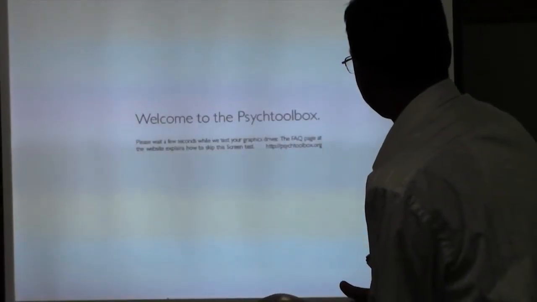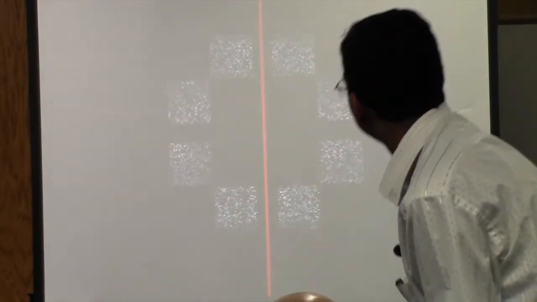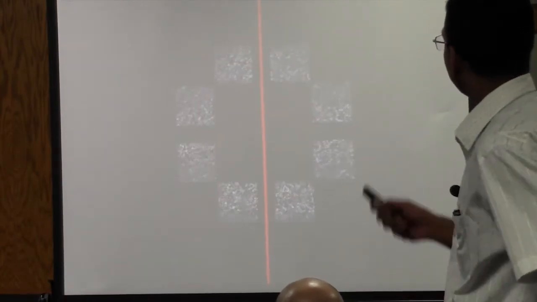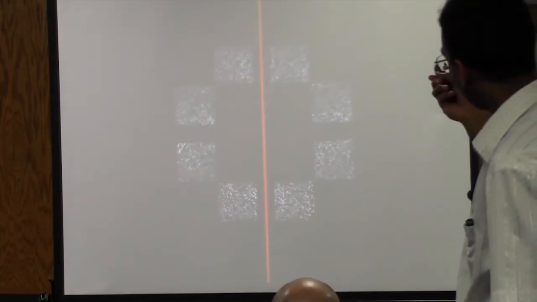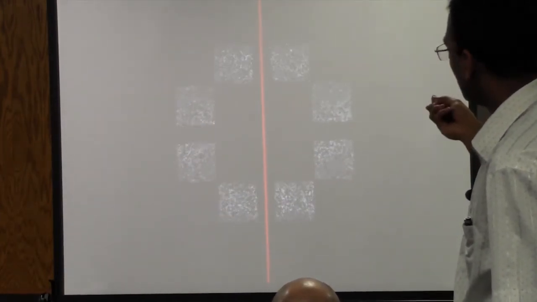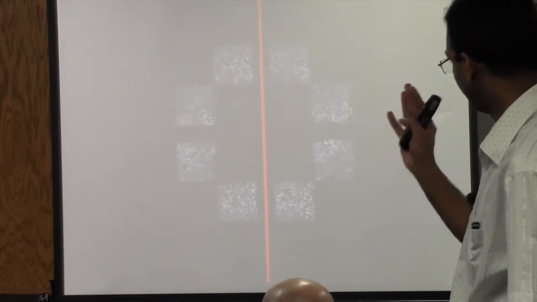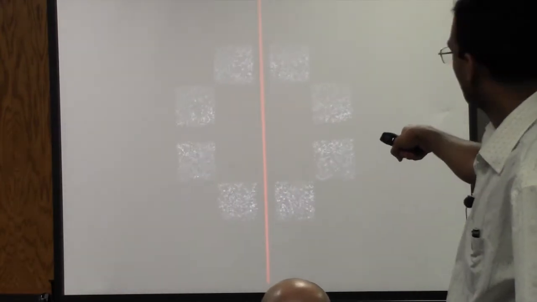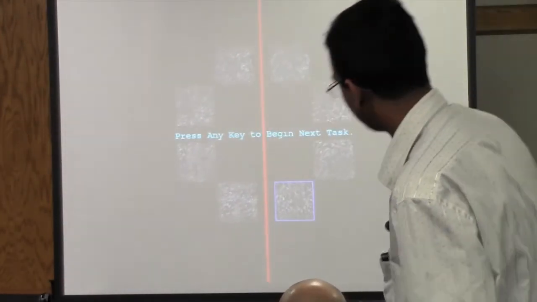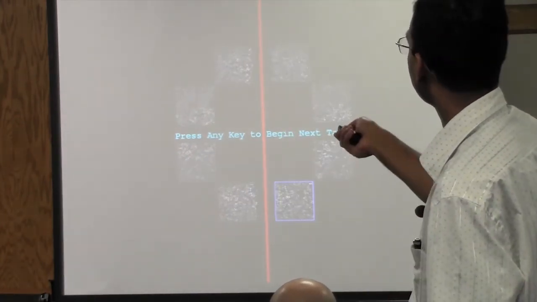So here is an experiment that we designed. Okay, so press any key to begin. There are some dots that are floating across. There are 8 images in all. One of them has the drift in one particular direction. All the others have drift along the same direction. The odd one here, it's quite clear, is the one at the bottom right. It's been highlighted. So this is the one where the difference is about 60 degrees.